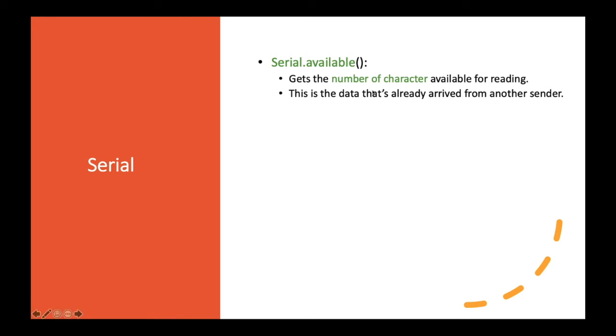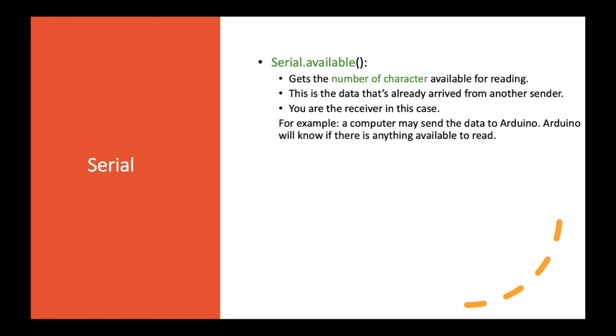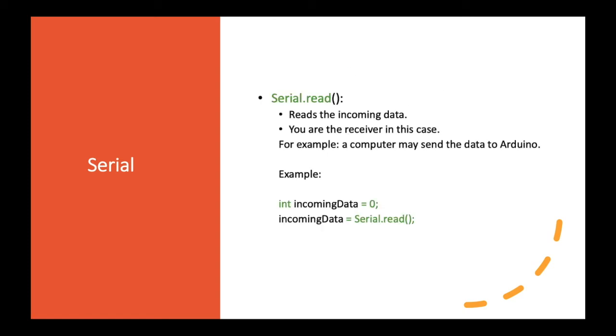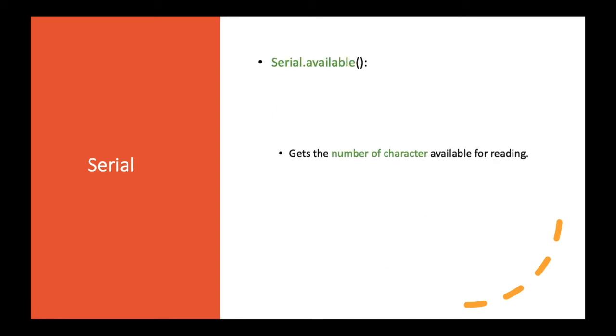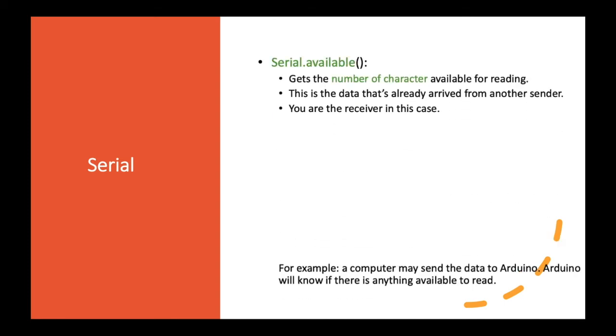So this number is data that is already available from the sender. In this case also you are a receiver. For example, a computer may send data to Arduino and Arduino will know if there is anything available to read or not with the help of the available function. And with the help of the serial.read function, you will read that data. So you have to use serial.available along with serial.read.